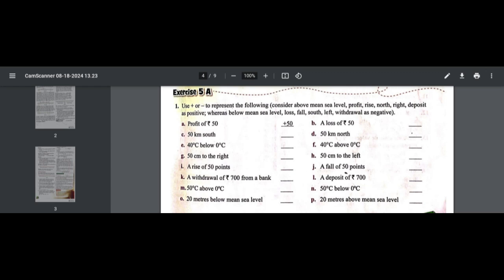So for the profit, this is plus 50. For the loss, minus 50. Negative. For the 50 kilometer south, minus 50. For the 50 kilometer north, plus 50. Yes, write it down, plus 50. Now just plus 1.